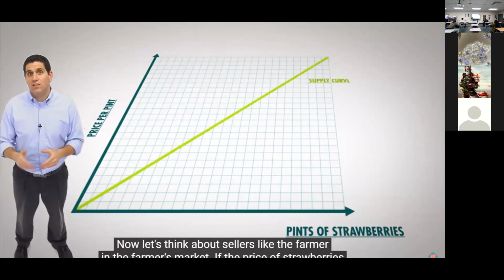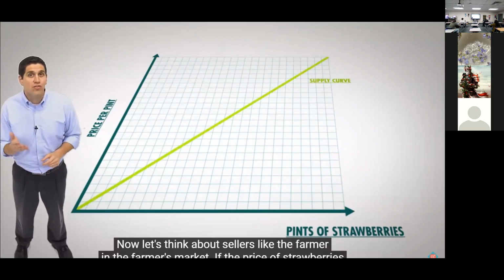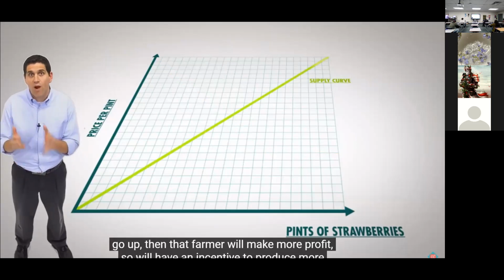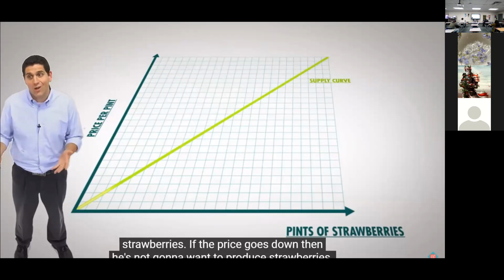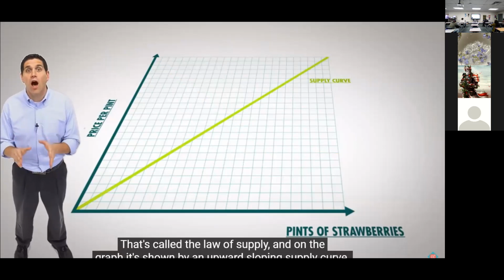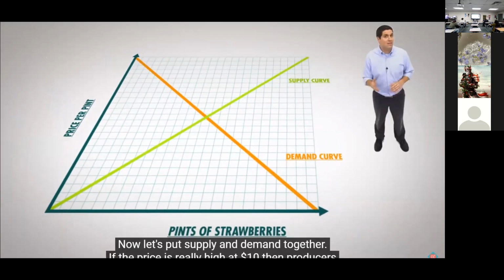Now let's think about sellers, like the farmer in the farmer's market. If the price of strawberries goes up, then that farmer will make more profit, so will have an incentive to produce more strawberries. If the price goes down, then he's not going to want to produce strawberries. That's called the law of supply. And on the graph, it's shown by an upward sloping supply curve. Now let's put demand and supply together.